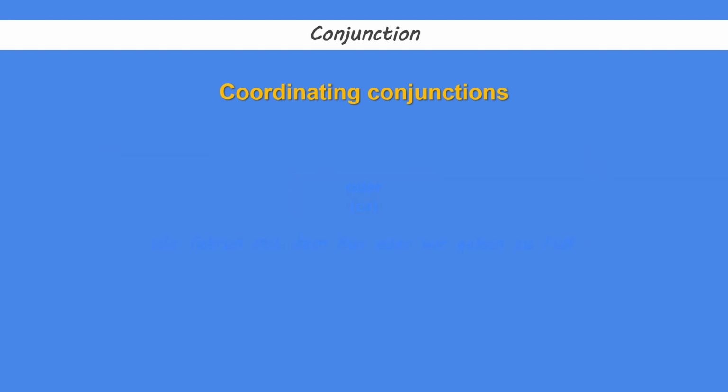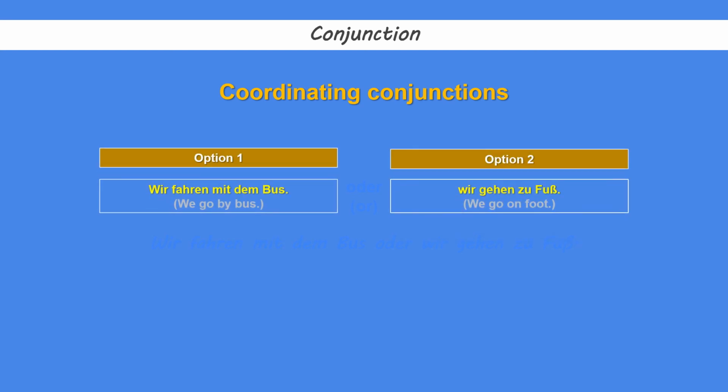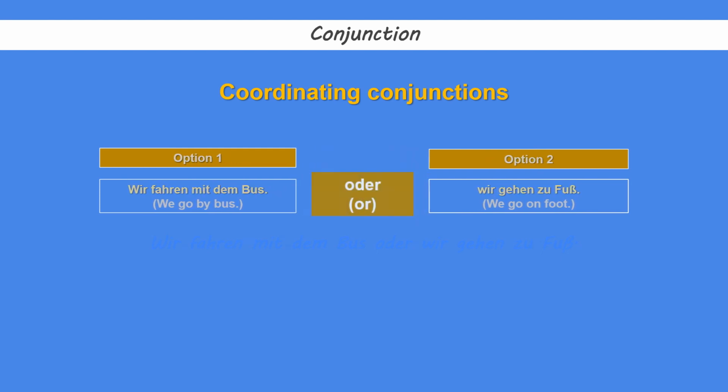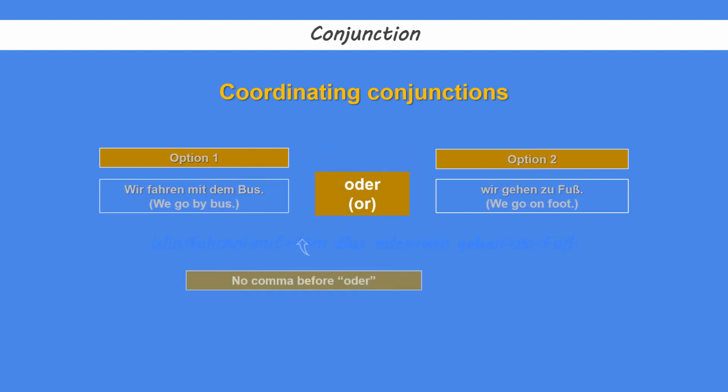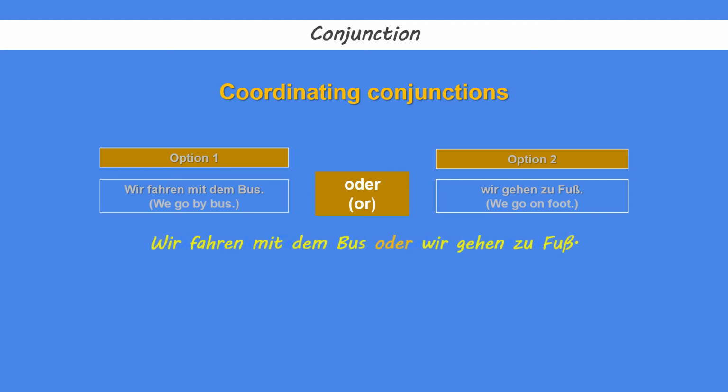Wir fahren mit dem Bus. We go by bus. Wir gehen zu Fuß. We go on foot. Wir fahren mit dem Bus oder wir gehen zu Fuß. We go by bus or we go on foot.